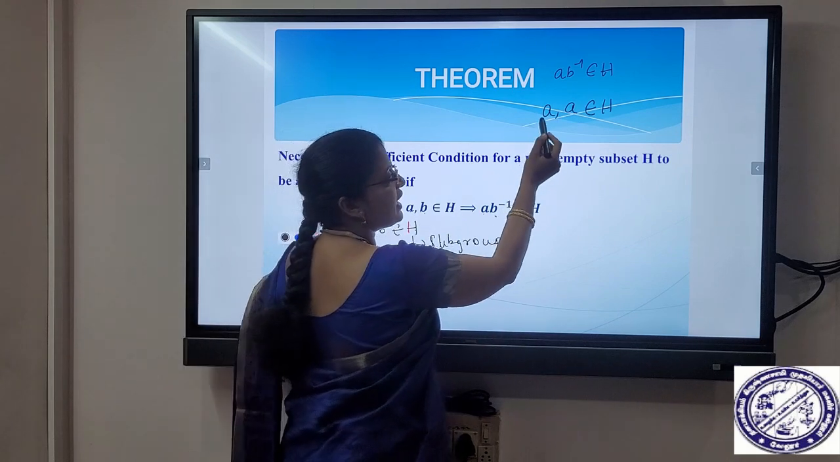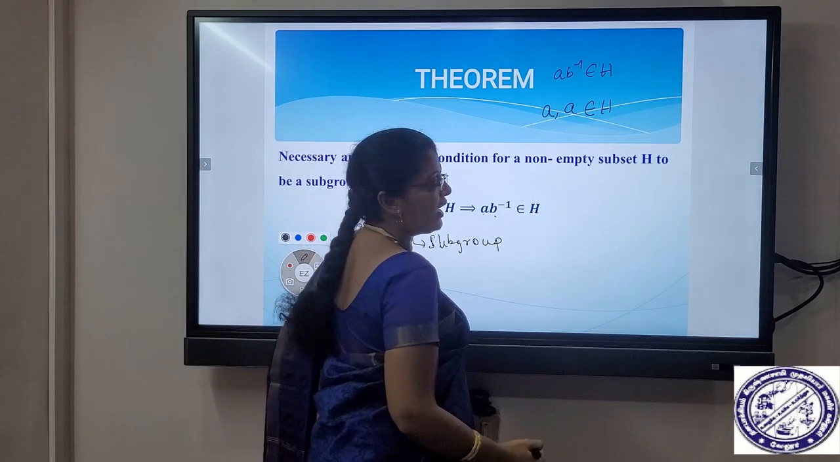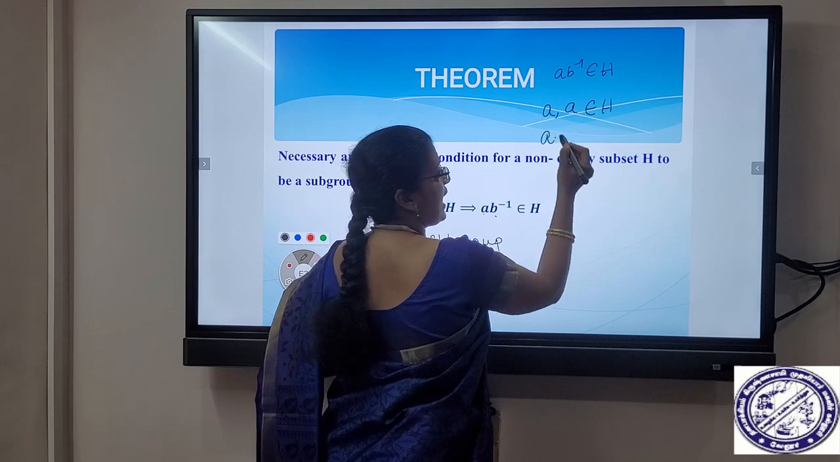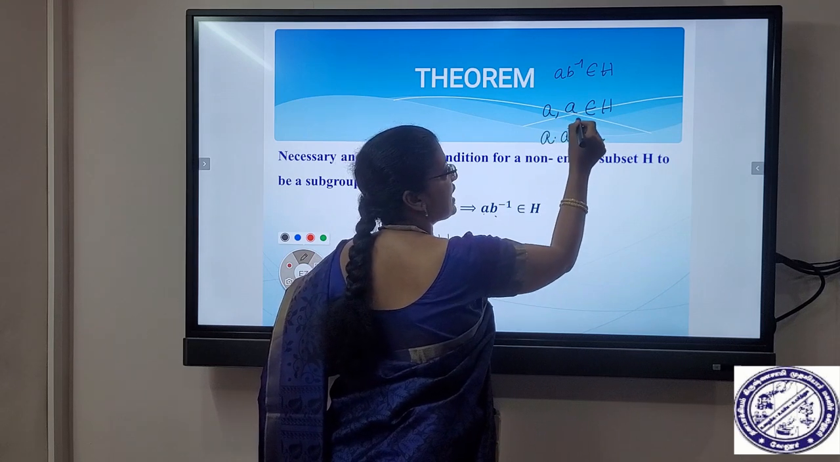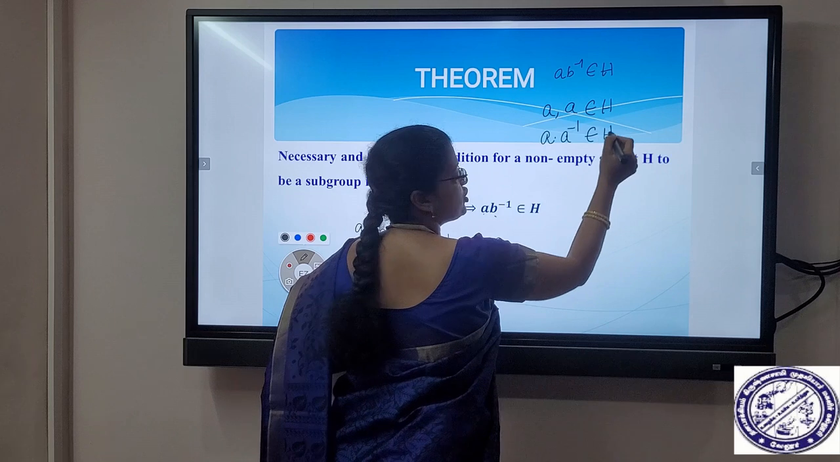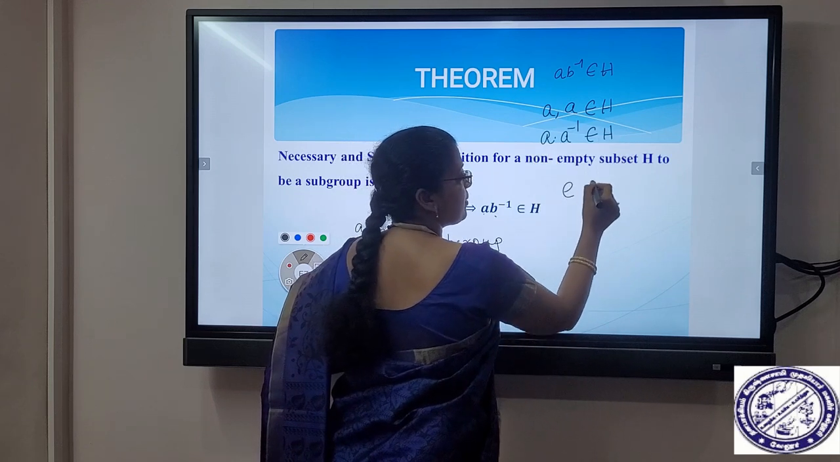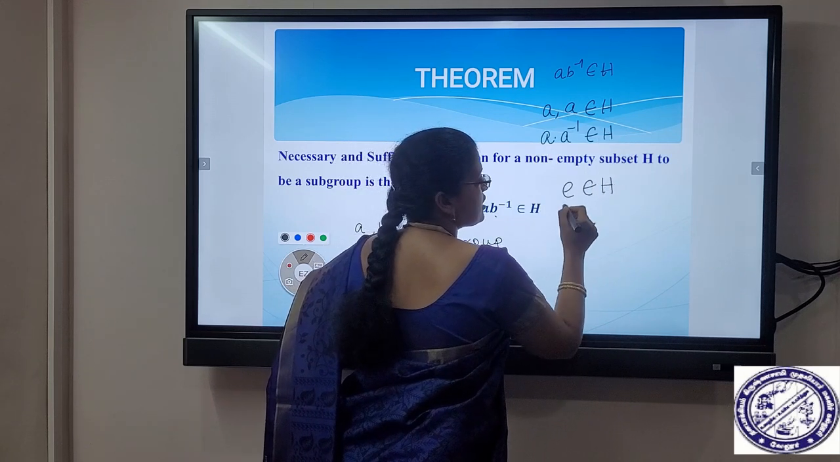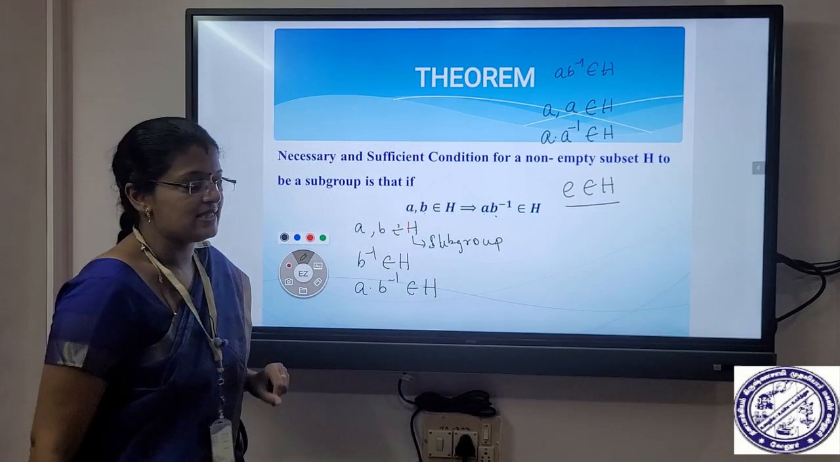So here I am considering a, a belongs to H. This can be written as a dot inverse of the second element belongs to H. So a inverse is nothing but e belongs to H. So the identity element exists.